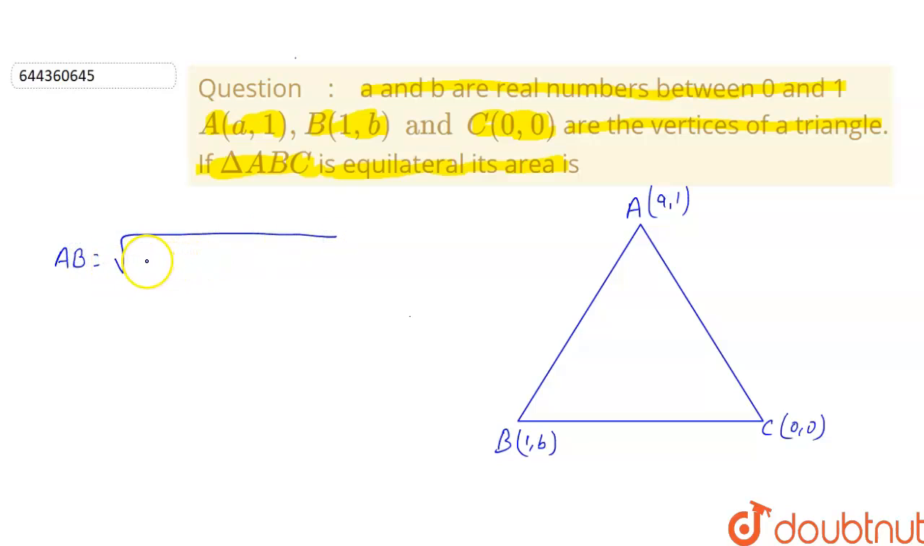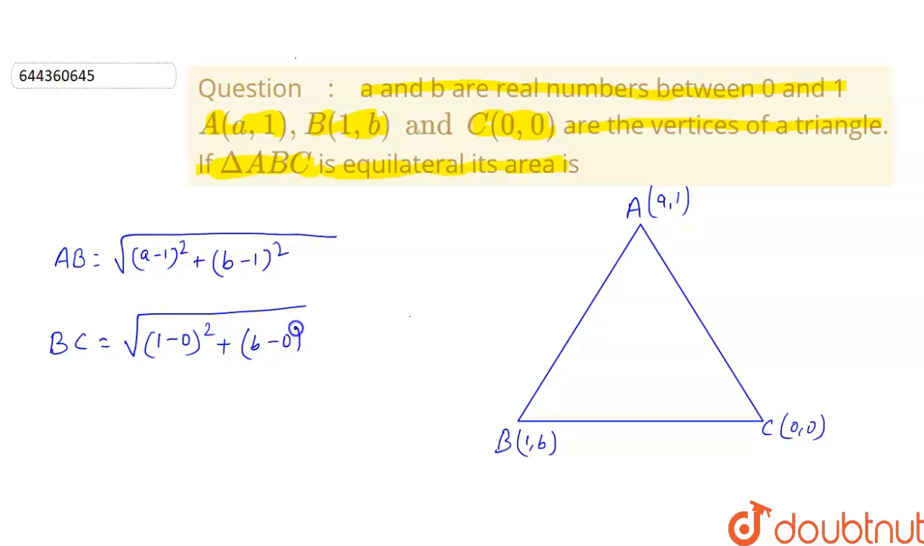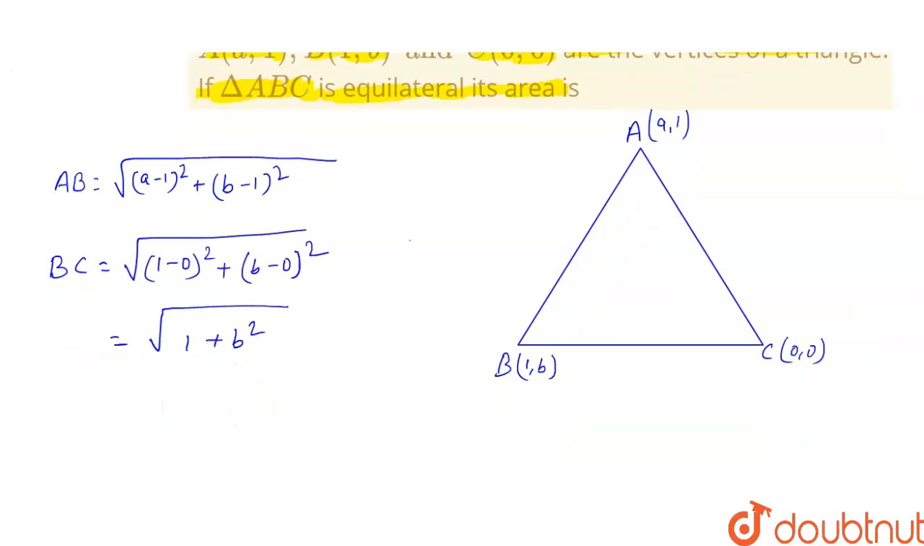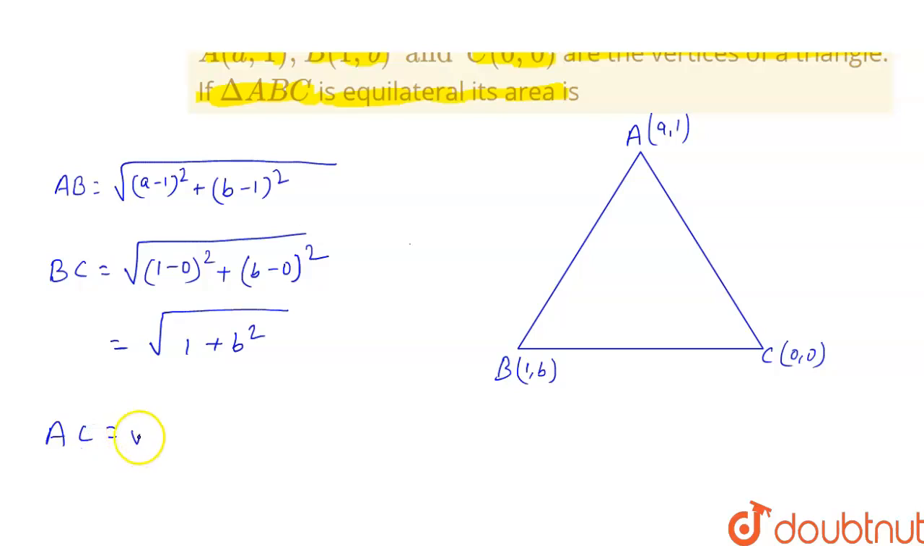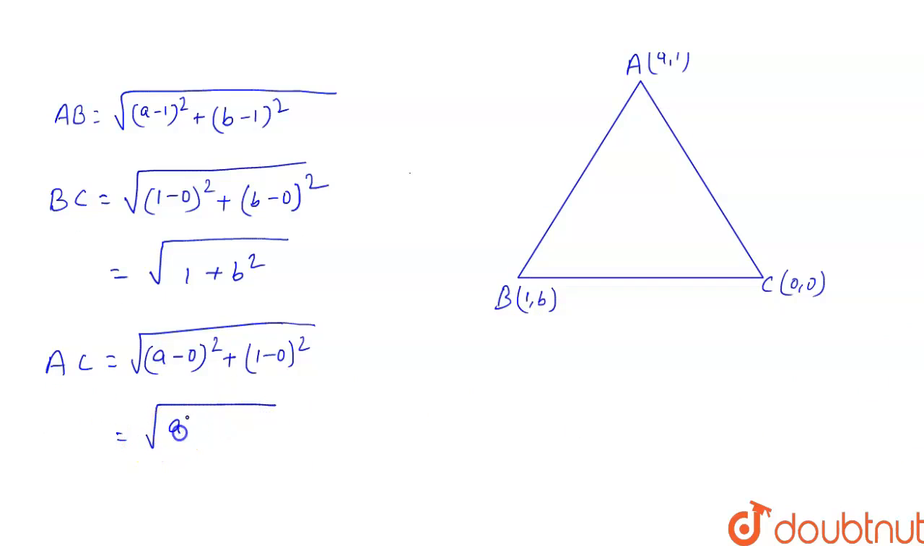Now, what will be the length of AB? AB will be under root (a minus 1) whole square plus (b minus 1) whole square. What will be the BC? BC will be under root (1 minus 0) whole square plus (1 minus 0) whole square plus (b minus 0) whole square. This will be under root 1 plus b square. What will be AC? AC will be under root (a minus 0) whole square plus (1 minus 0) whole square. Or you can say, this will be under root a square plus 1. We got AB, BC, AC.